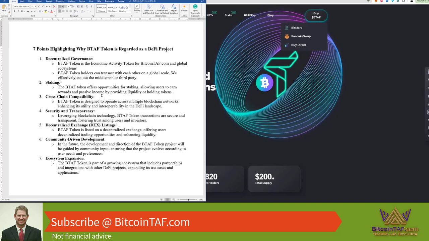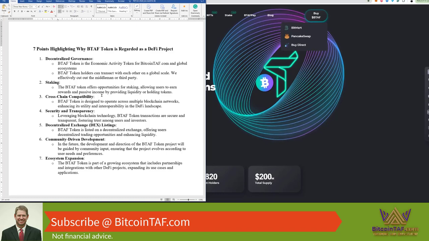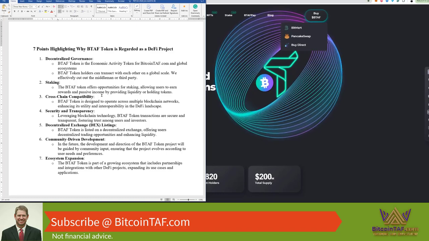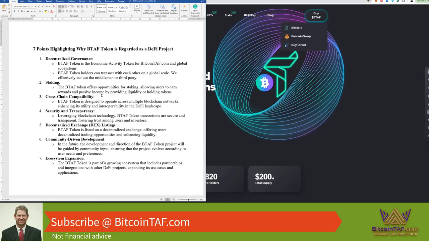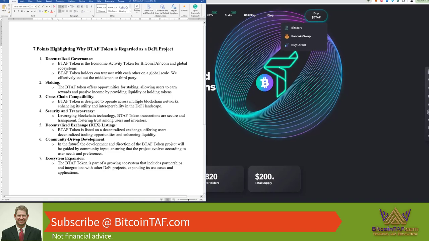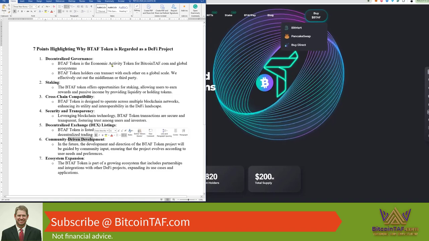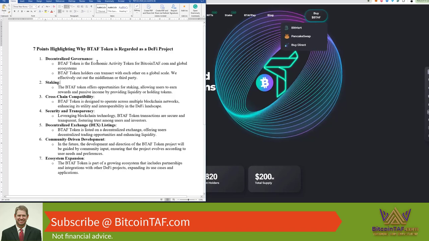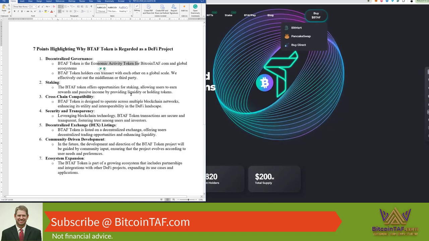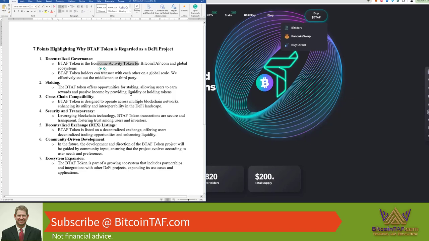Unless everybody approves it, we make decisions. And when we make decisions, we make them for the benefit of you. We're going to come back to community development shortly. But the BTAF token is the economic activity token for BitcoinTAF.com and a global ecosystem.